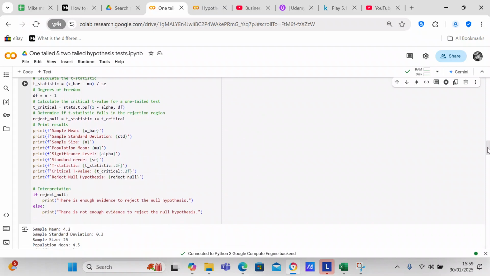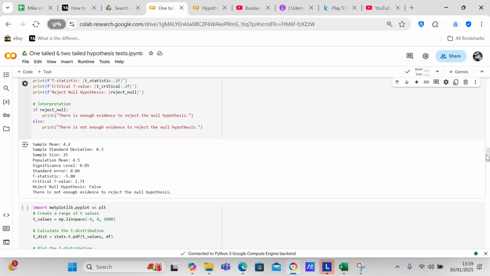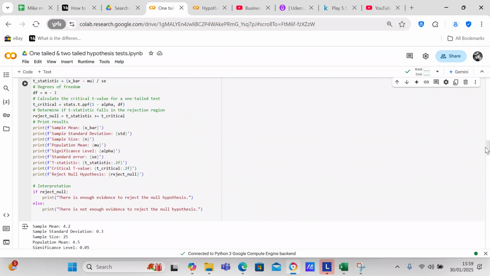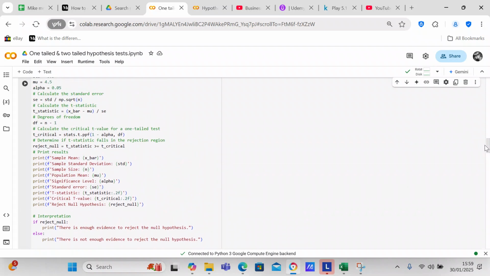Now we're going to calculate the critical t value for a one-tailed test. T critical equals stats.t.ppf of 1 minus alpha, df. So our t critical is 1.71. And we're going to determine if the t-statistic falls within the rejection region. Reject null if the t-statistic is greater than or equal to the t-critical.